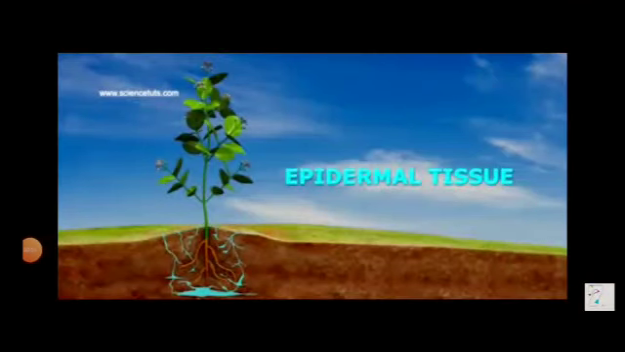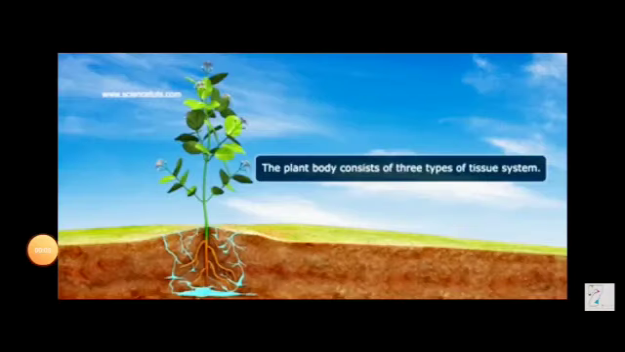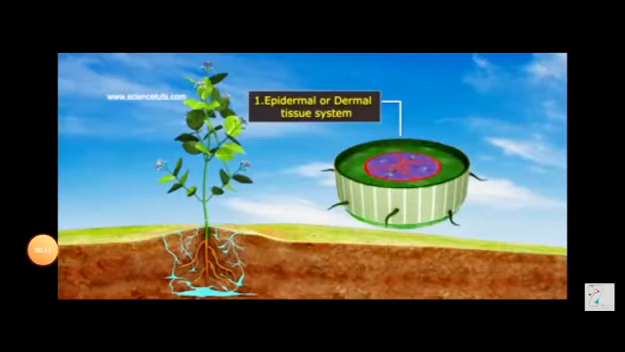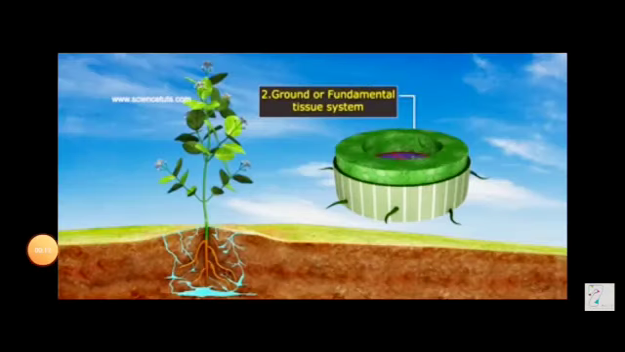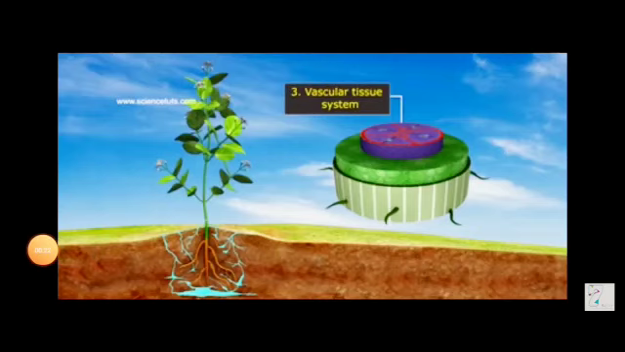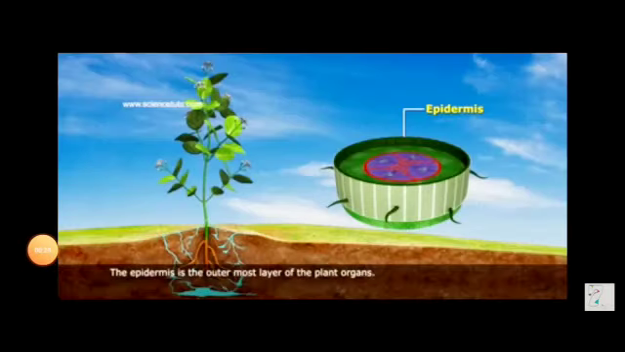Children, in this part we are going to learn about the epidermal tissue. The plant body consists of three types of tissue systems. First one is the epidermal or dermal tissue system. Second, ground or fundamental tissue system. And the third is vascular tissue system. The epidermis is the outermost layer of the plant organs.